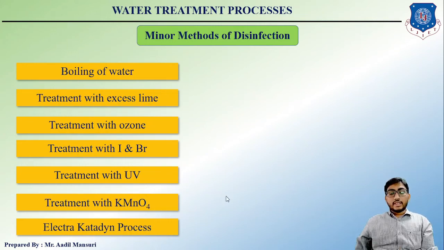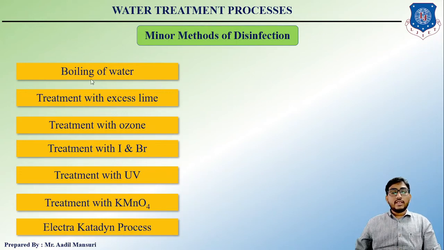Okay. Next is treatment with KMnO4. This is used as a popular disinfectant for disinfecting well water supplies in villages which are generally contaminated with a lesser amount of bacteria. Next is treatment with silver, also known as the electro-katadyn process. Okay. In this method of disinfection, metallic silver is introduced into water by passing it through a tube. Okay, so water gets disinfected.